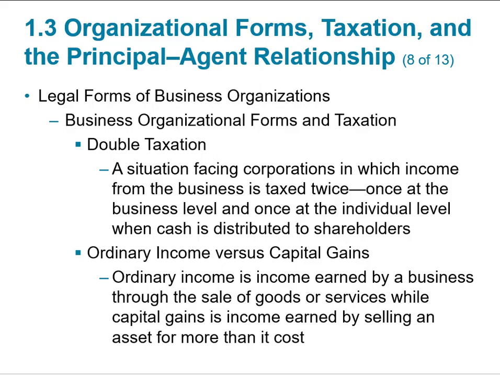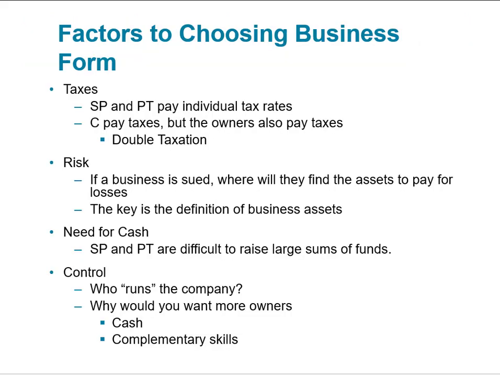Just like individuals, corporations also have ordinary income and capital gains income. Again, the actual tax rates can change over time. Right now, they're very close, very similar, but ordinary income comes from running the business, but capital gains comes from selling the assets of the business.